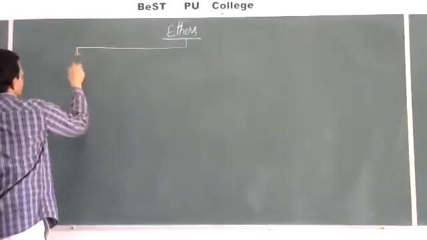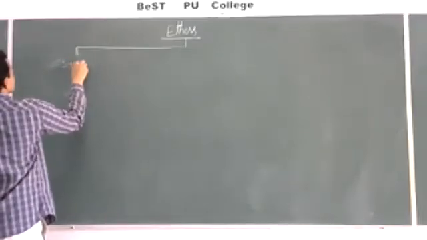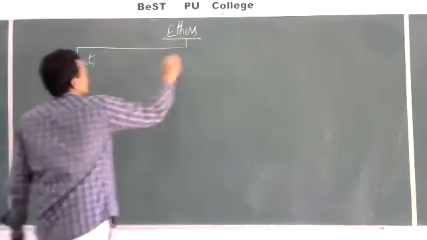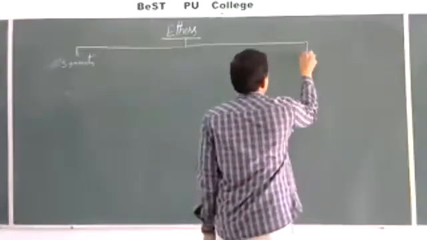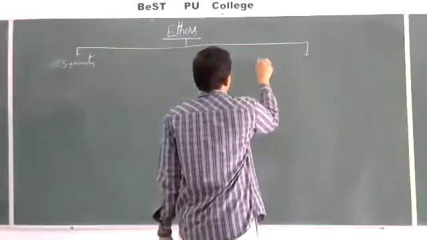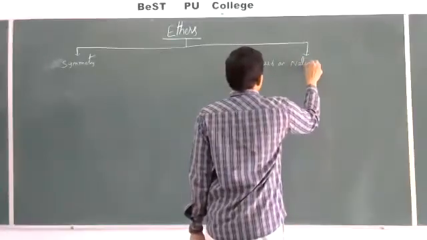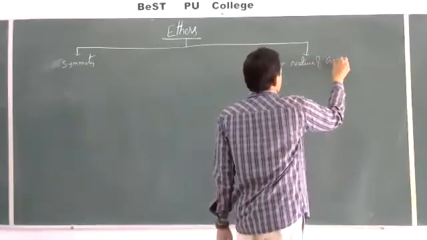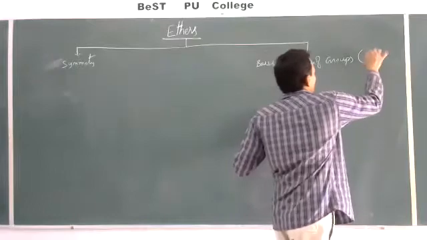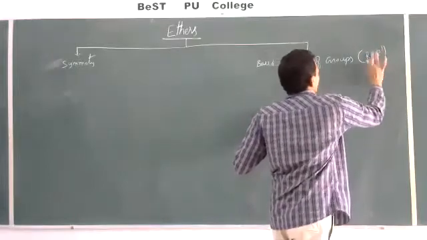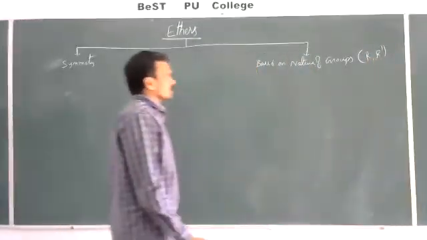So ethers are classified depending on symmetry. This is a simple classification. Symmetry, and based on the nature of groups, that is R, R dash. What the two groups present are, based on that, is another classification.